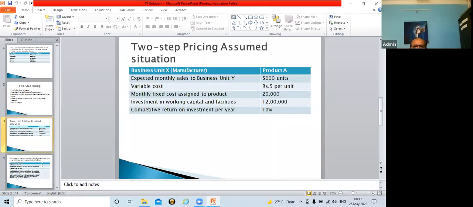This case is based on two-step pricing, and we are assuming some situation. So this is the situation we assume because it is given in the case. Can you see my PPT?